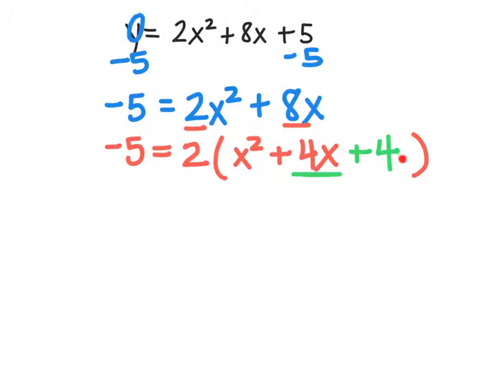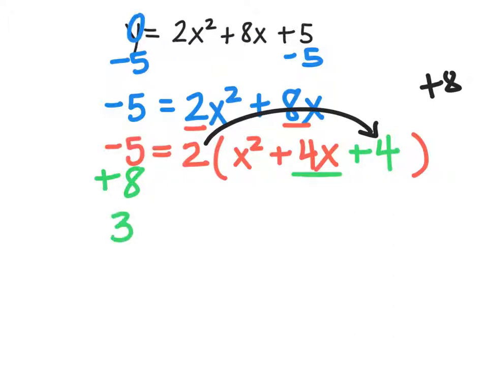Now, if I add 4 into this side, I have to do the same thing to this side, but I have to be careful. This wasn't really just adding 4. This was actually adding 2 times 4, which is 8. So I really added 8 to that side. So I need to add 8 to this side as well. So I end up with 3 equals 2 parentheses x squared plus 4x plus 4.